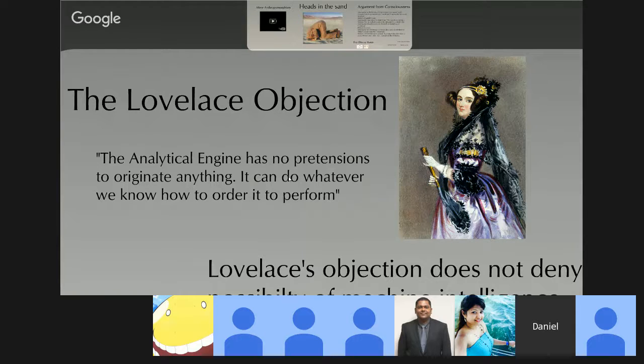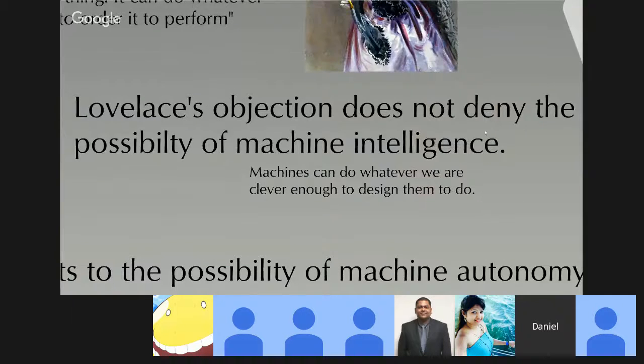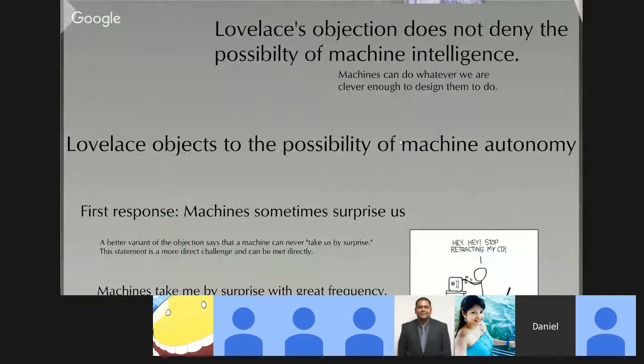Now, notice that Lovelace says that it can do whatever we know how to order it to perform. So Lovelace doesn't deny that machines can do intelligent acts, perform intelligent behaviors. There's nothing that's off limits from the machine, as long as we're clever enough to program it to do those things. So Lovelace is not denying the possibility of machine intelligence. Lovelace agrees that machines can behave intelligently. What she denies is the possibility of machine autonomy. She denies that the machine deserves credit for what it does, because it's not really the machine doing it, it's us doing it. So Deep Blue didn't really beat Kasparov at chess. Deep Blue doesn't understand chess at all.